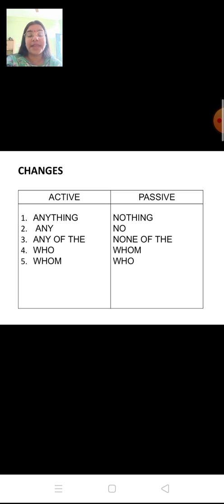Now, if in any sentence you find anything, any, any of the, who, or whom, and you want to change this into passive voice, then anything will become nothing, any will become no, any of the will become none of the, who will become whom, and whom will become who. Let's see certain examples and it will be clear to you.